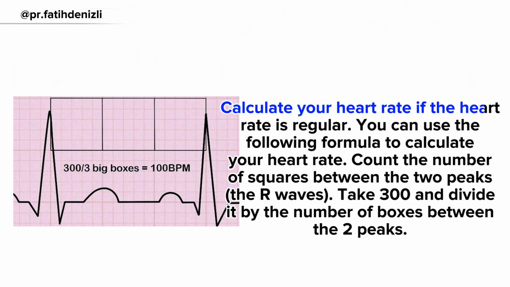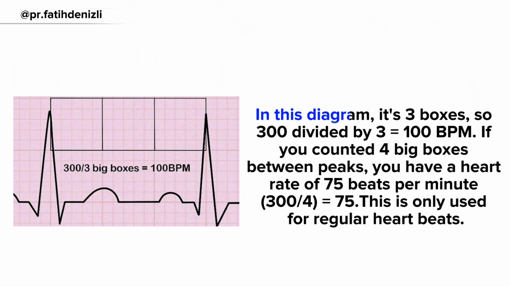Calculate your heart rate. If the heart rate is regular, you can use the following formula to calculate your heart rate. Count the number of squares between the two R waves. Take 300, then divide it by the number of boxes between the two peaks. In this diagram, it's 3 boxes, so 300 divided by 3 equals 100 BPM. If you counted four big boxes between peaks, you have a heart rate of 75 beats per minute. 300 divided by 4 equals 75. This is only used for regular heartbeats.